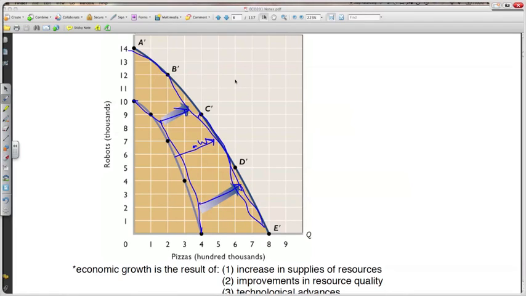Economic growth can happen from an increase in supplies of resources, say that you struck a new oil field or you gain new property, improvements in resource quality, say that all of your labor goes to school and then they become more productive, or we can have technological advances. Technological advances such as the equipment that I'm using, say it advances so that now it's possible for me to create this video for all of you, whereas before this technology you couldn't even have an online class.